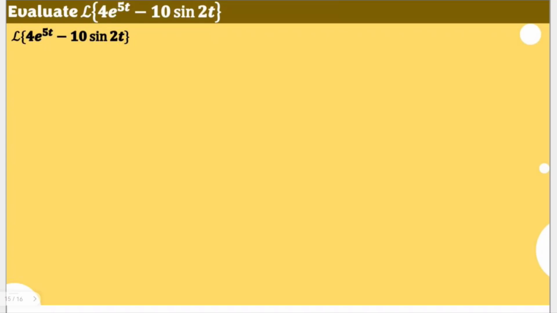For this video, we are going to evaluate the Laplace transform of this binomial expression, 4 times e to the power of 5t minus 10 sine 2t. We are going to use here the linearity property of our Laplace transform, as we are allowed to use the previous general forms we were able to establish and come up with the final result of this Laplace transform.